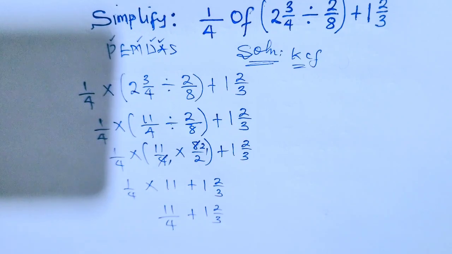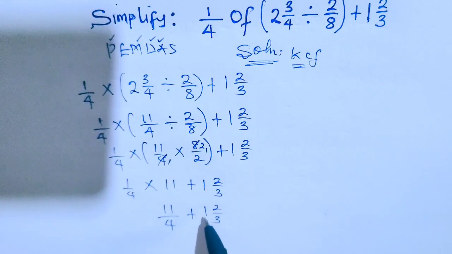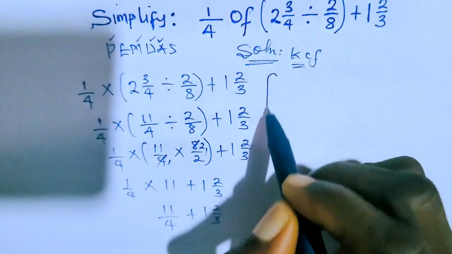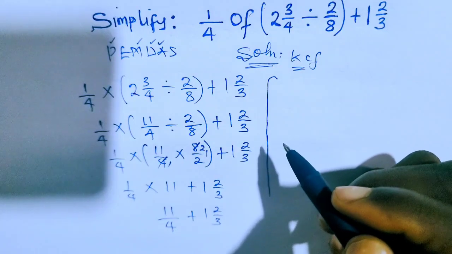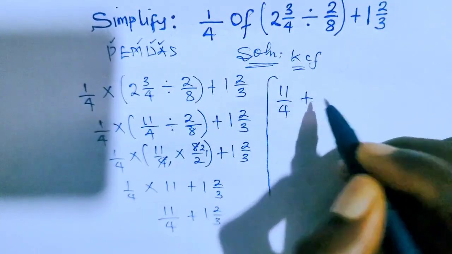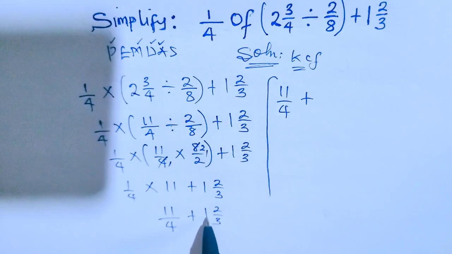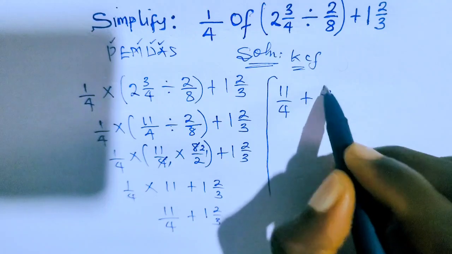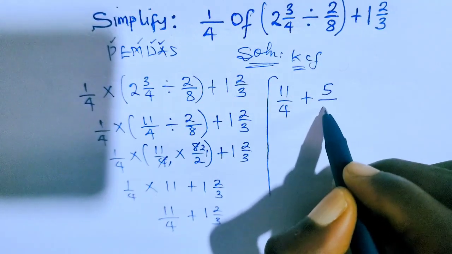Now at this point, we are going to convert this mixed fraction again to an improper fraction before we can carry out the addition, and we are going to have this. We have 11 divided by 4 plus here 3 times 1, that gives us 3 plus 2, and we have a 5 divided by 3.